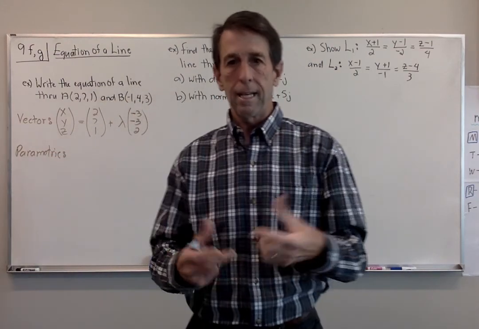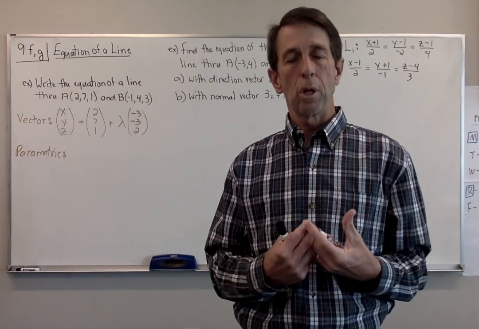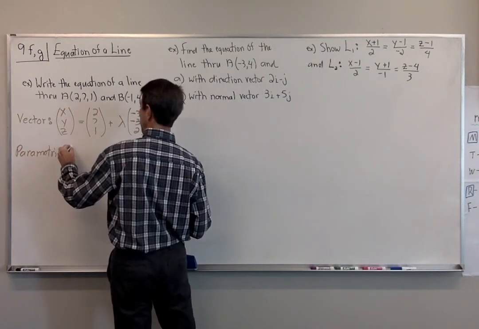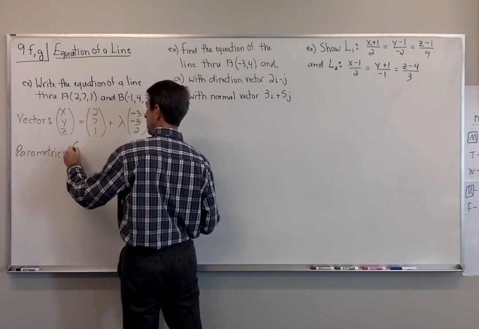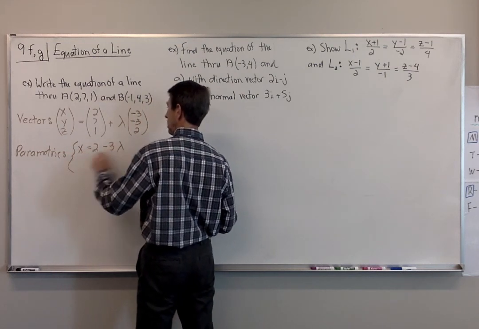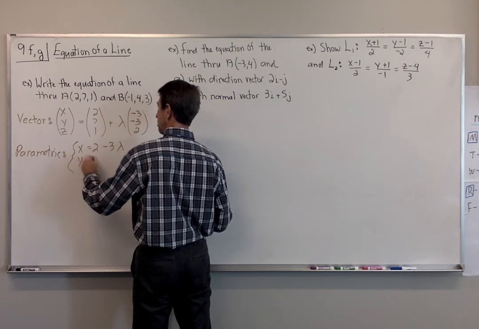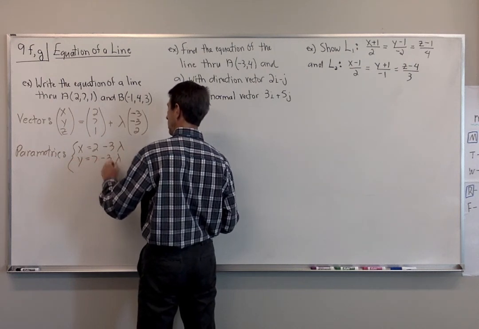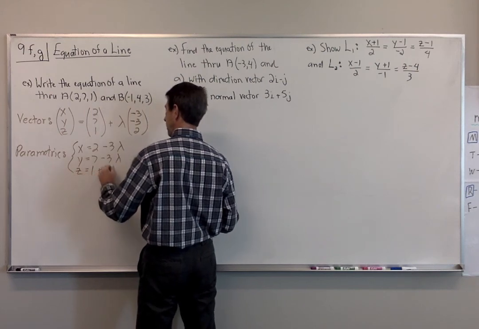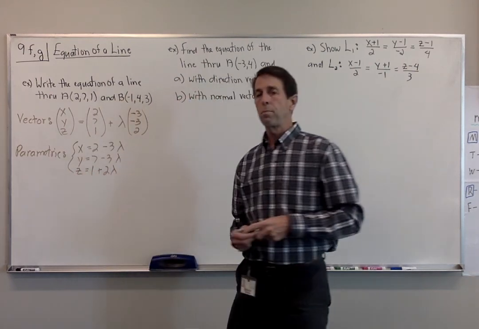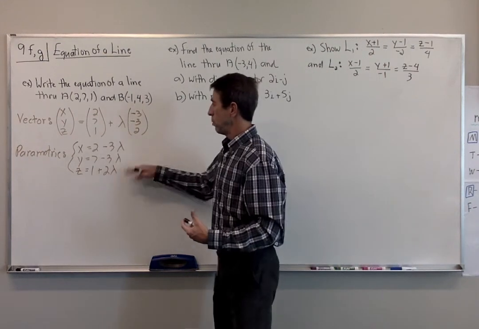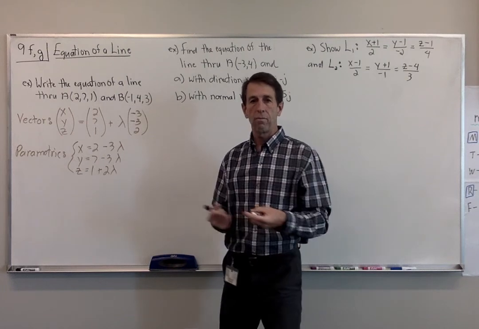Parametric form is just taking each of these individual equations out of the vector form. So it could be a series of equations. X equals 2 minus 3 lambda. Y equals 7 minus 3 lambda. And Z would equal 1 plus 2 lambda. And of course, you can probably guess some problems are designed specifically just to be comfortable with the interplay between these 2 and going back and forth.